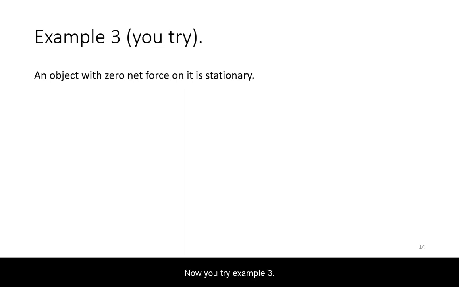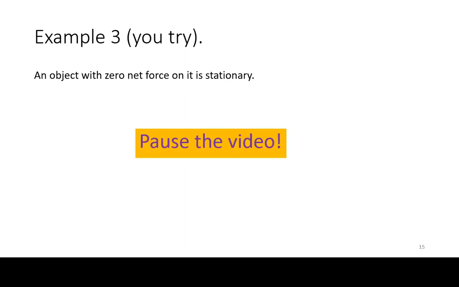Now you try example 3. An object with zero net force on it is stationary. Please pause the video and try to figure out the answer on your own.